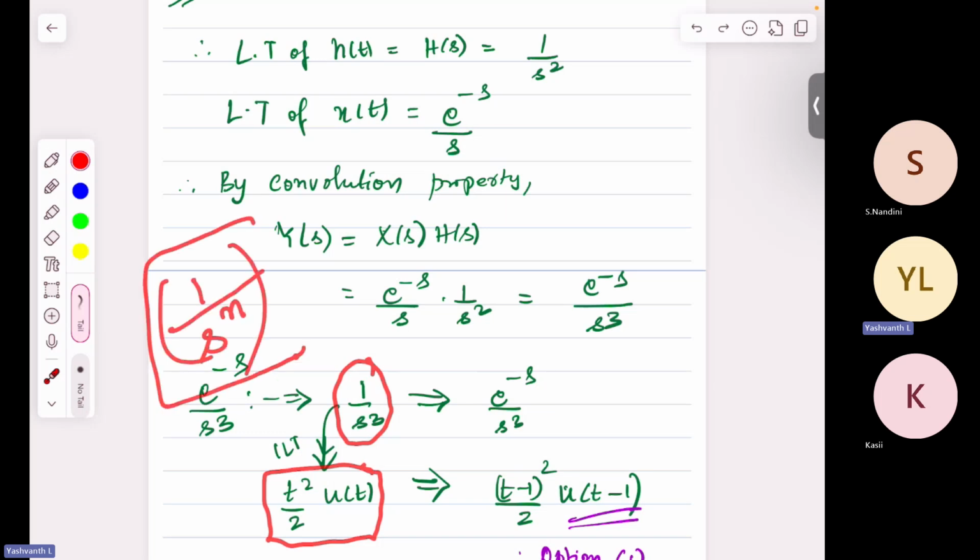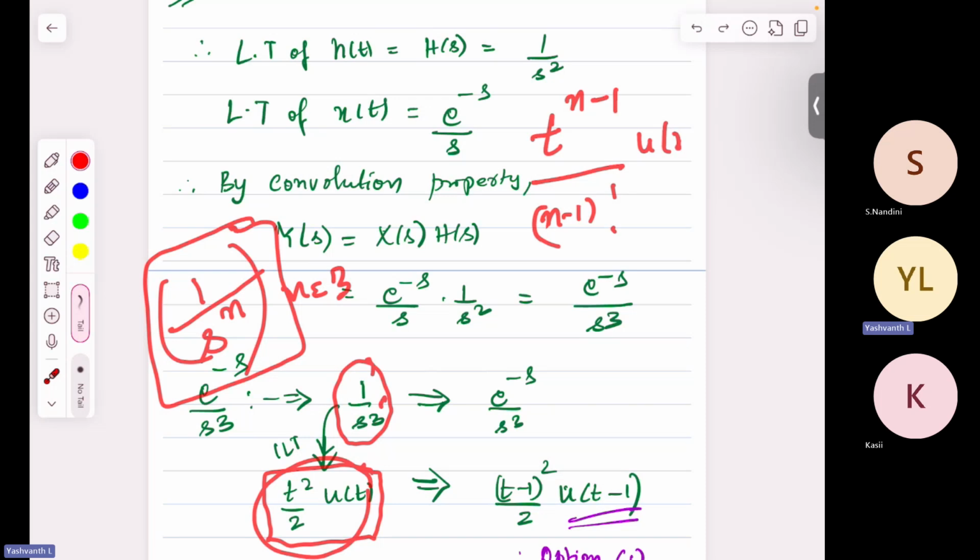In one of our problems, we had solved for 1 by s power n. Therefore, put n equal to 3. I think we showed that the inverse Laplace transform will be t power n minus 1 by (n minus 1) factorial into u of t. Now put n equal to 3. You get t square divided by 2 into u of t.